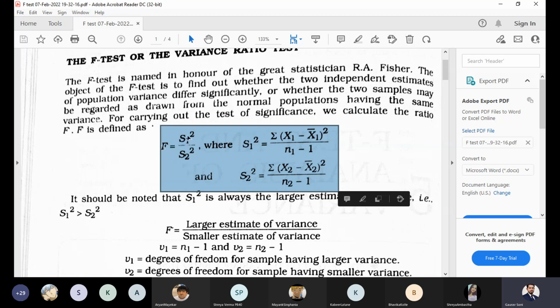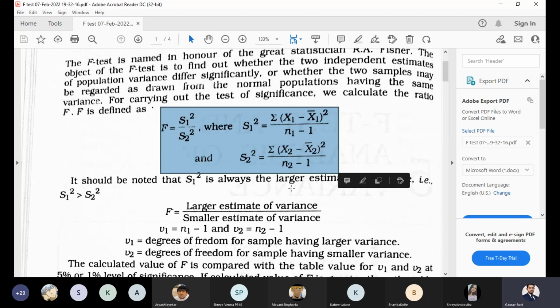So F is nothing but S1 square upon S2 square, where S1, this is the same formula that we used in the t test. So S1 square is summation (x1 minus x1 bar) square upon n1 minus 1. What is n1? The sample size for the first data. X1 bar is the mean for the first data. Similarly, S2 square is summation (x2 minus x2 bar) square, x2 bar being the mean for the second data, upon n2 minus 1, which is the sample size for the second sample minus one.